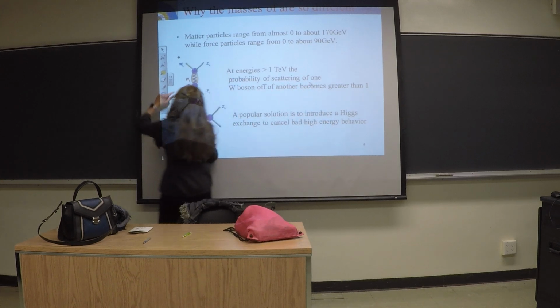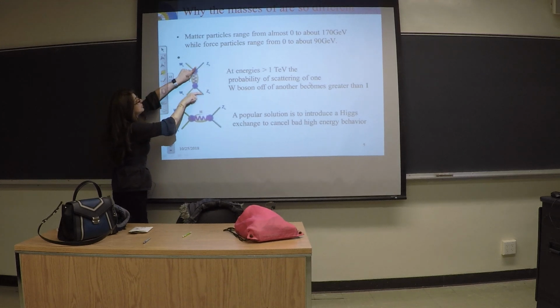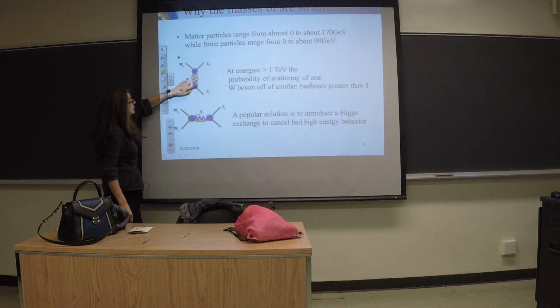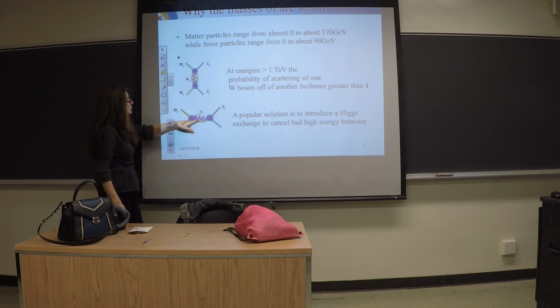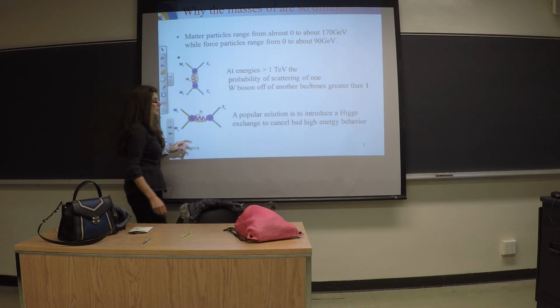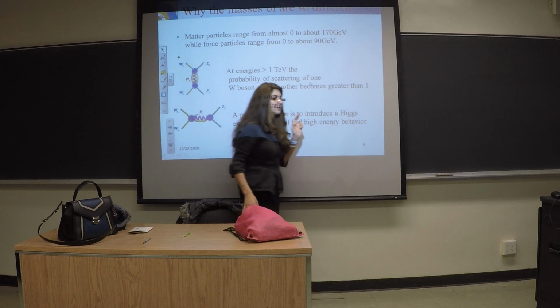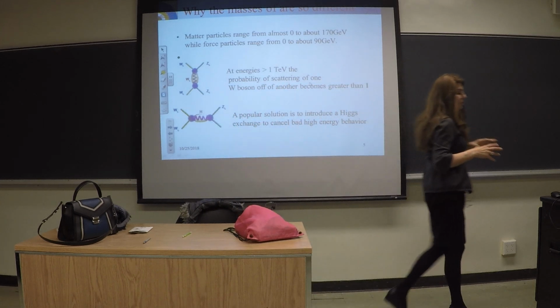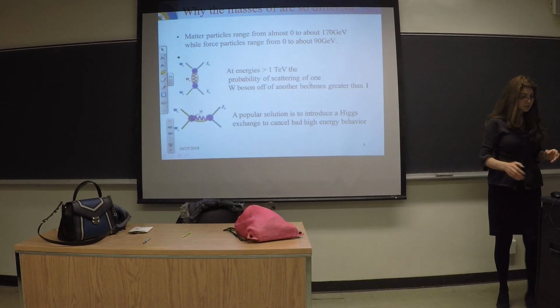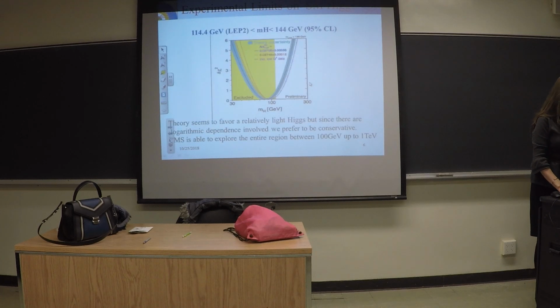What you see here is two W's coming in, two Z's going out, but it can go through a T channel that I discussed last time or an S channel. The T channel will go with a W and the S channel through a Higgs. So that was introducing a new particle called the Higgs. And we find out that if we do that, the amplitude, the general probability, is less than 1. So that was an interesting way of solving this problem. That will bring a theoretical limit on the Higgs.